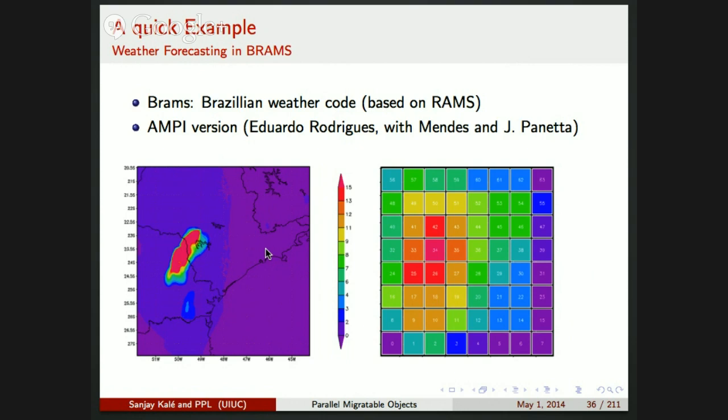This is 64 processes on a grid, and color coding shows how much load is on each process. Red means there's a high load there, and blue means there's very little load there.